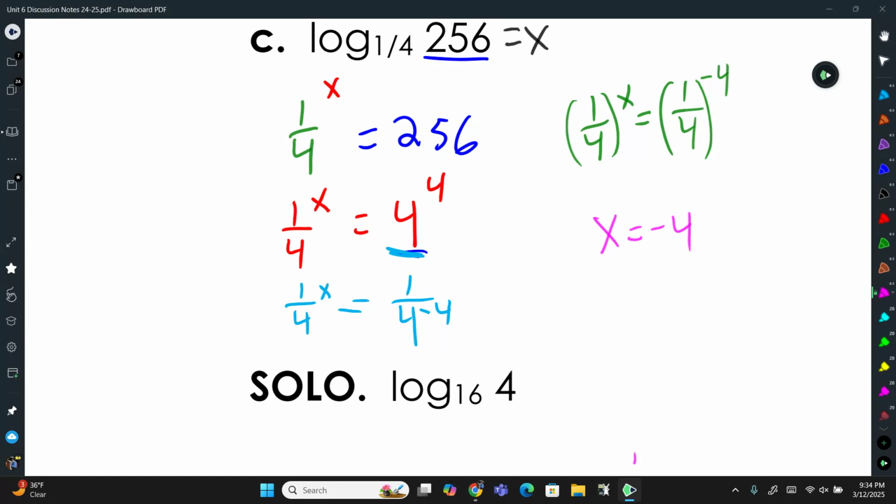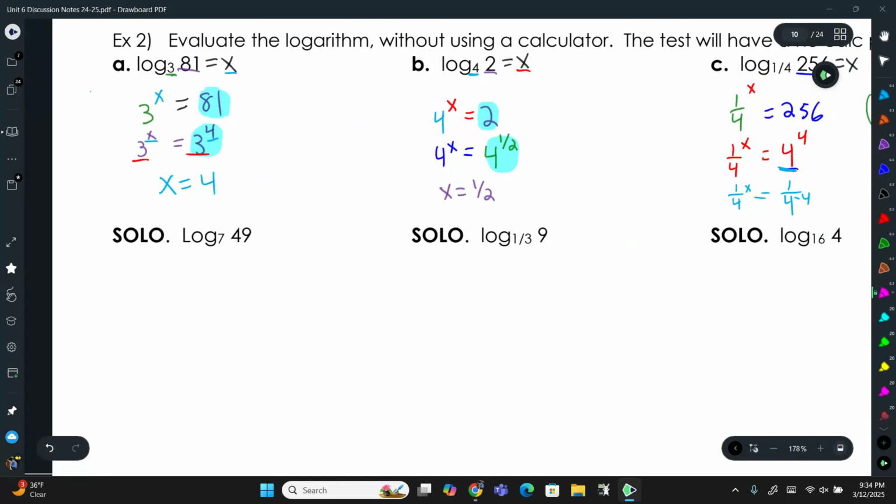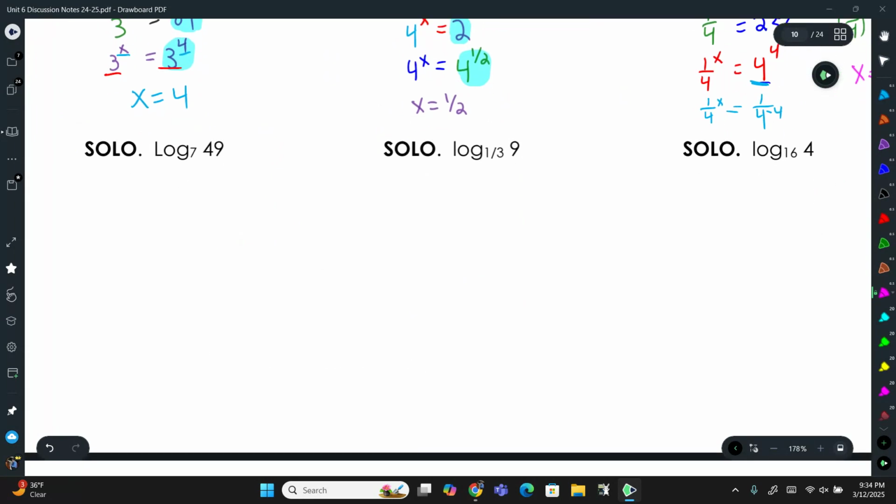Yeah, so letter C was meant to be a little bit challenging, just to show you how powerful logs can be, and being able to use logs in conjunction with the rules of exponents. All right, so I want you to try these 3 problems here, and then once you're done, unpause the video and check your answers.